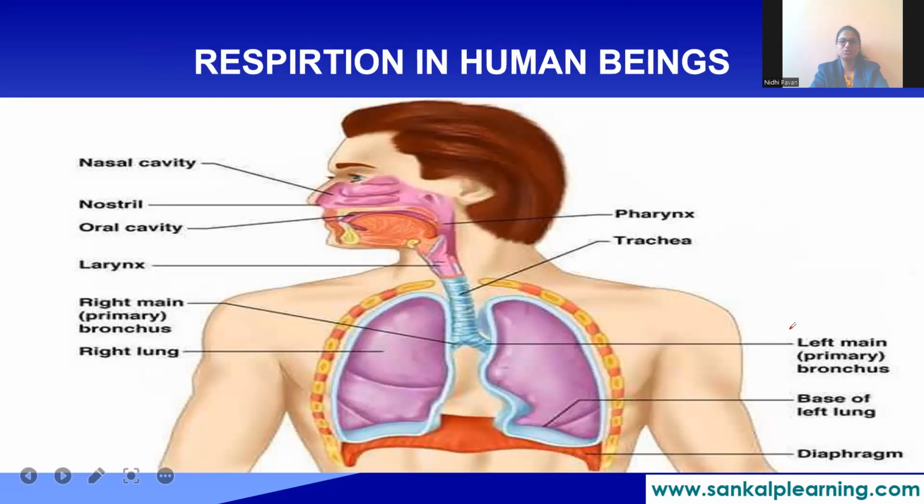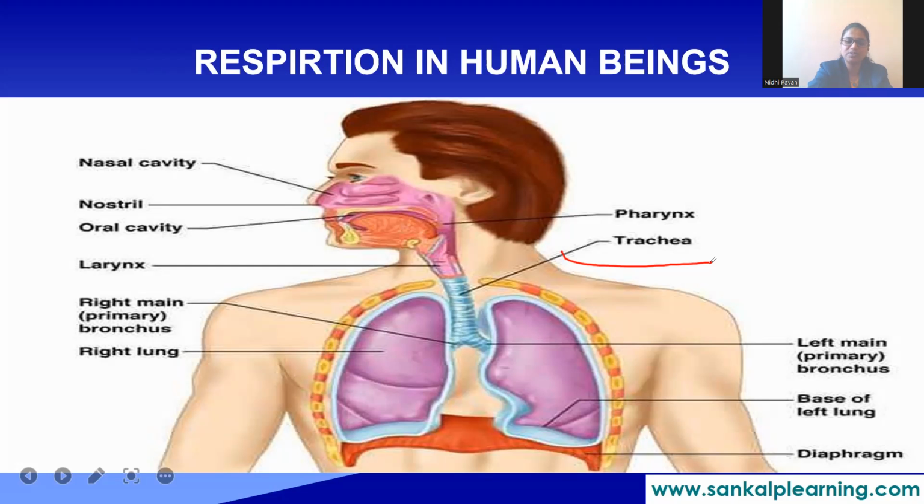The respiration in human beings begins with the nasal cavity or nasal chamber. It starts with the two nostrils. These are the nostrils, and the oral cavity, larynx, which we can also call the voice box. Then we have the trachea. The pharynx is a common passage for both food and air.